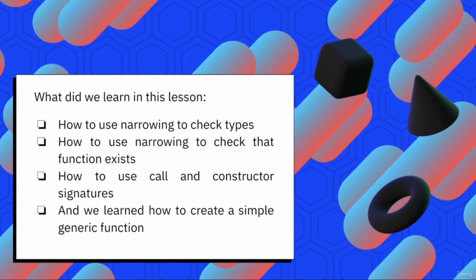That was a quite simple lesson where we learned the following things. First, how to use narrowing to check types, how to use narrowing to check that a function exists, and how to use call and constructor signatures. And we learned how to create a simple generic function that will work with any type that we provide to the array variable. Also, in future lessons we're going to meet generic functions again with some examples, and that will help you better understand how to work with them.